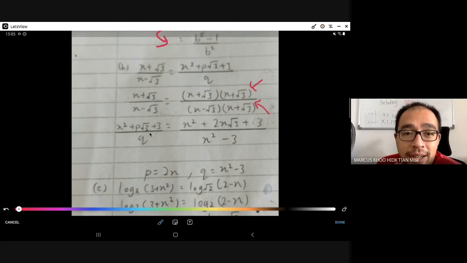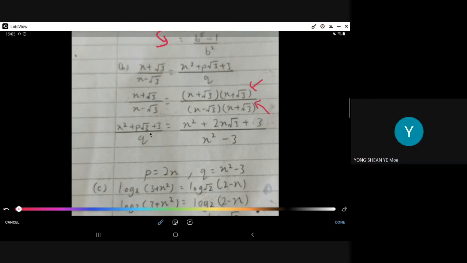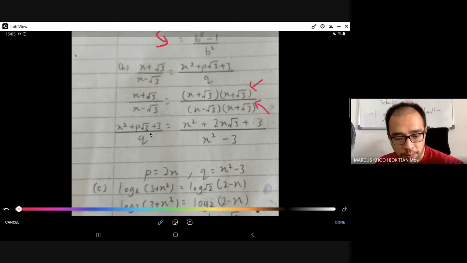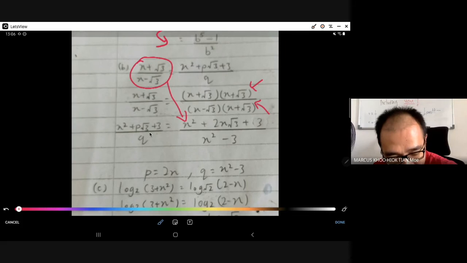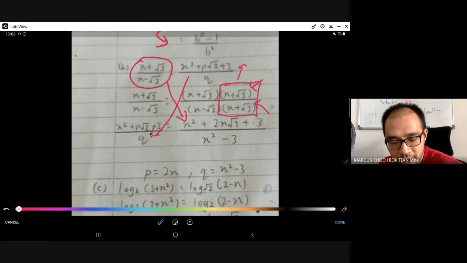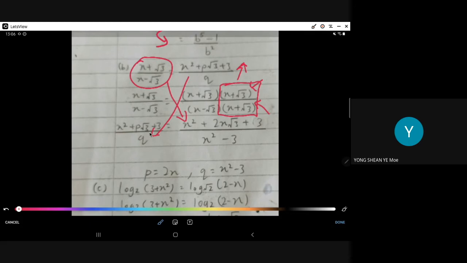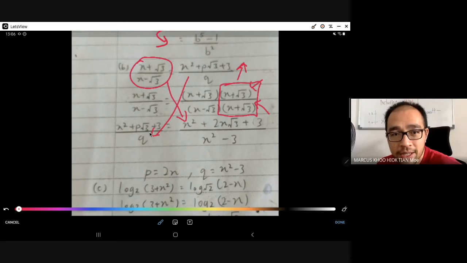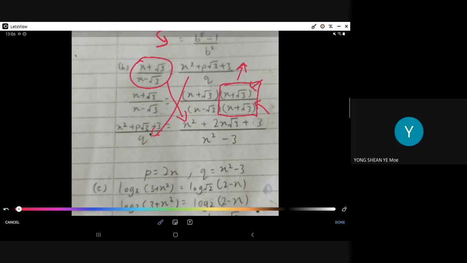Okay. Then you get x squared plus p squared 3 plus 3 over q. So you can compare it. So actually this one has come here, and this one has come here. Can you just tell us what this process is called? Try to simplify out the bottom one, which is x minus square root 3. So to simplify it out, you need to times 1, but the 1 turns into x plus square root 3 over x plus square root 3.